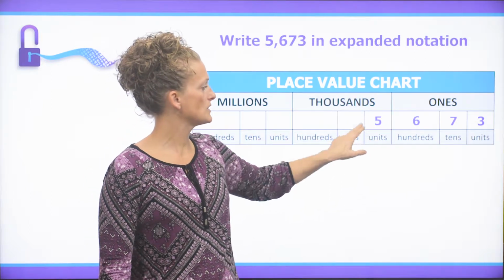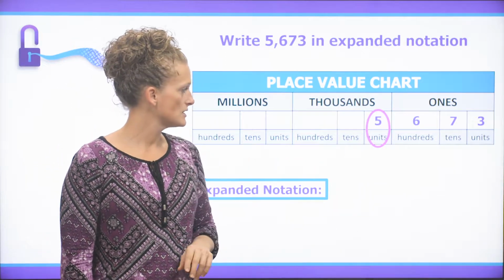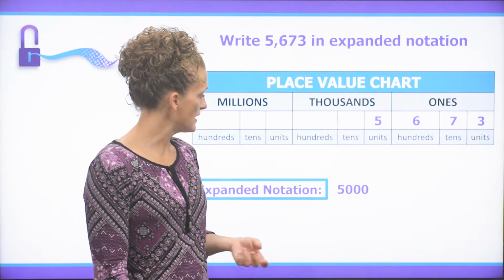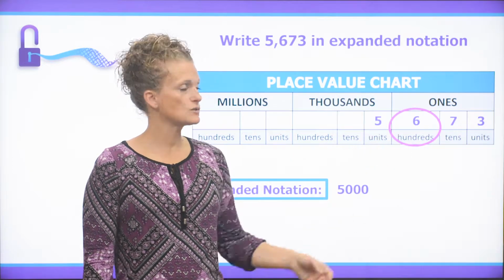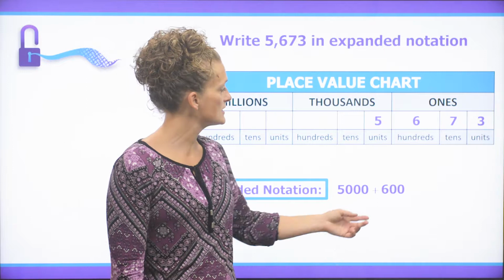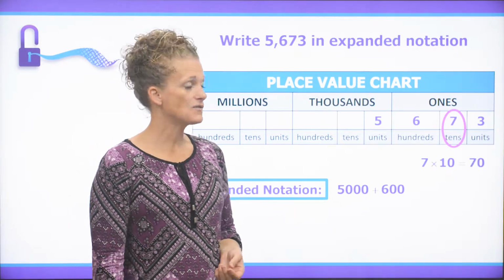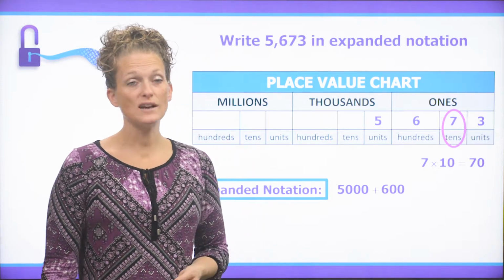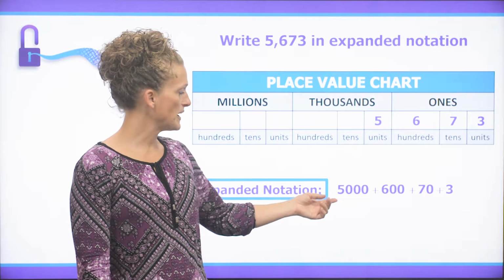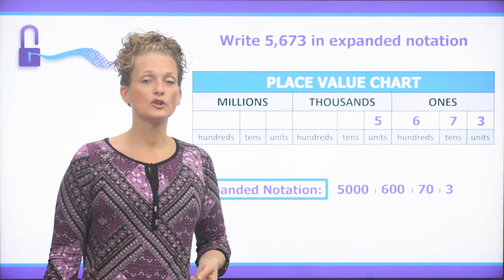And so we're going to start with this 5, which is in the thousands under the units. So that tells us we have 5 times 1,000, which is equal to 5,000. We have the 6, which is in the hundreds, so that tells us we have 6 times 100, which is 600. Then we have 7, which is in the tens, so that's 7 times 10, which is equal to 70. And then finally, we have 3 units. So the expanded notation is 5,000 plus 600 plus 70 plus 3.